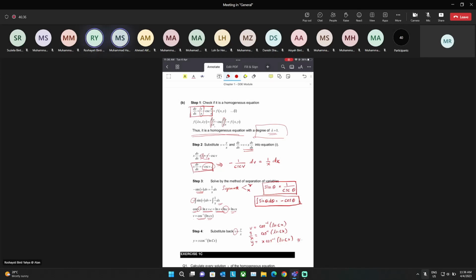Doctor, what if we did not change the negative cosec v into negative 1 over sin theta? Which one? Wait, is it step number 3 or step number 4? Step number 2. Okay, step number 2 here. What if we did not change the negative cosec v?